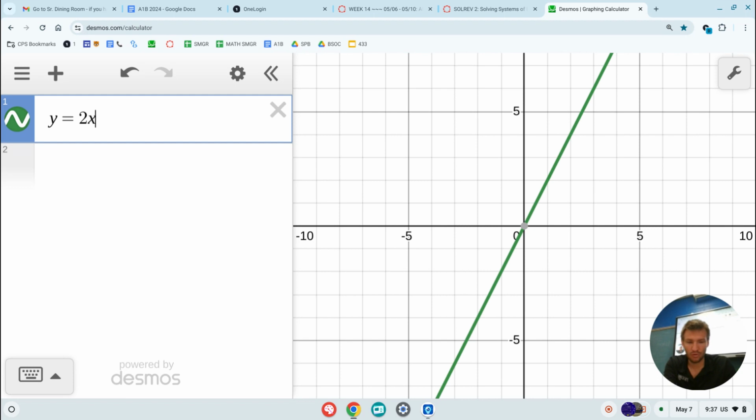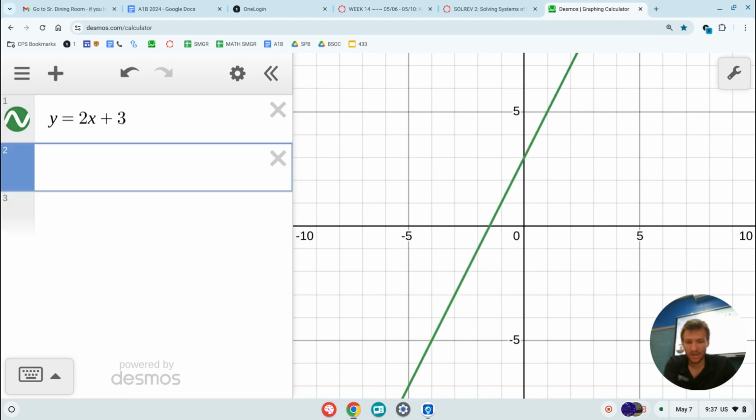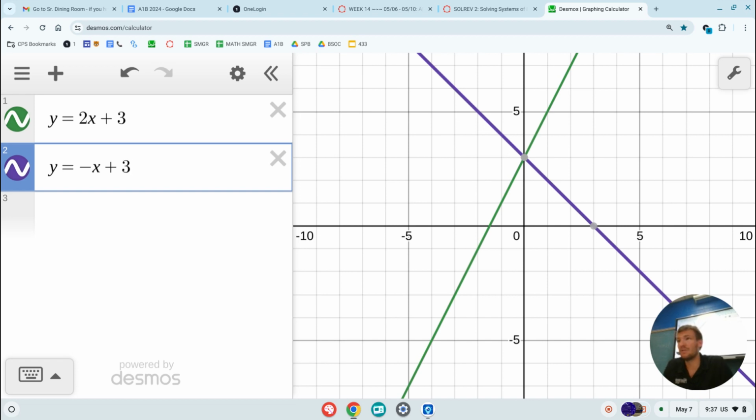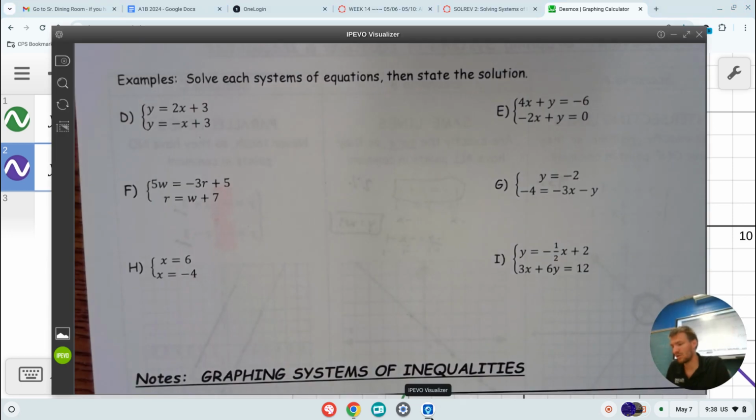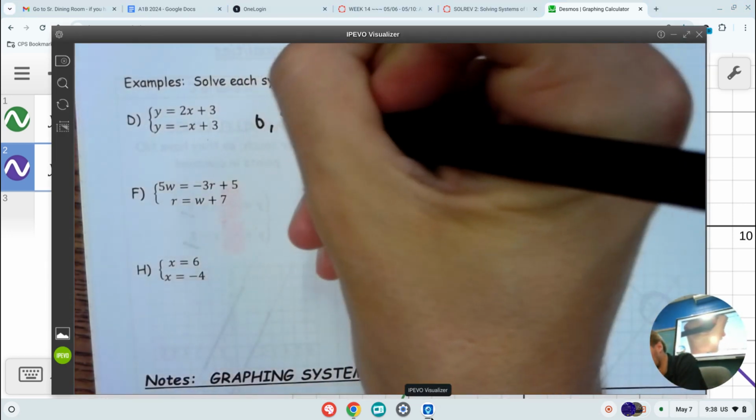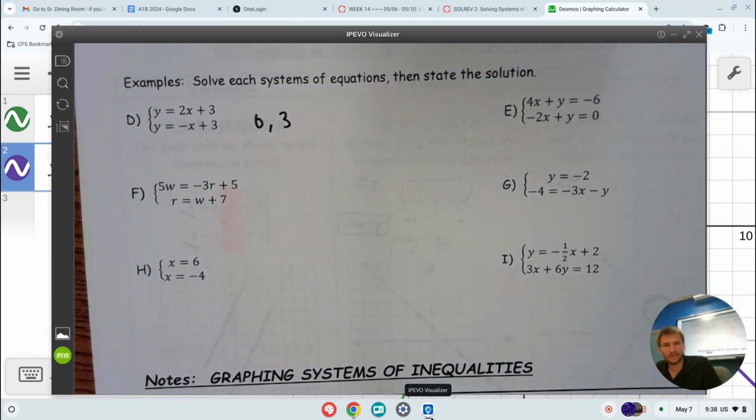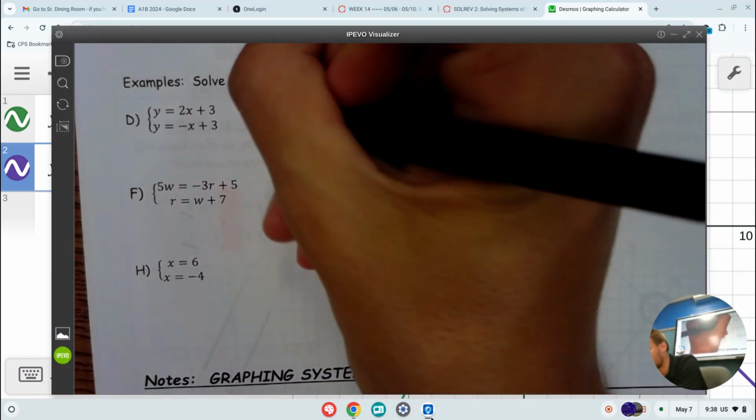Y equals 2x plus 3. Enter. Y equals -x plus 3. And these two lines, are they touching 0, 1, or infinite times? They're touching one time. And they're touching at 0, 3. And so, question's over. Oh wait, was it 3 or -3? It was +3.